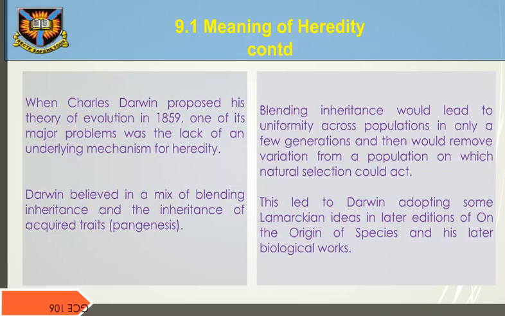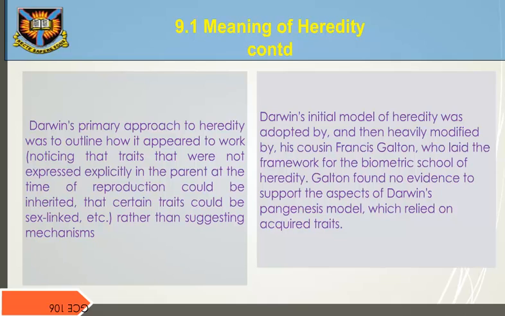biological works. Darwin's primary approach to heredity was to outline how it appeared to work, noticing that traits that were not expressed explicitly in the parent at the time of reproduction could be inherited, that certain traits could be sex-linked, and so on, rather than suggesting mechanisms. Darwin's initial model of heredity was adopted by and then heavily modified by his cousin Francis Galton, who laid the framework for the biometric school of heredity.